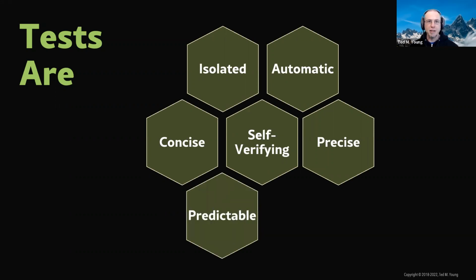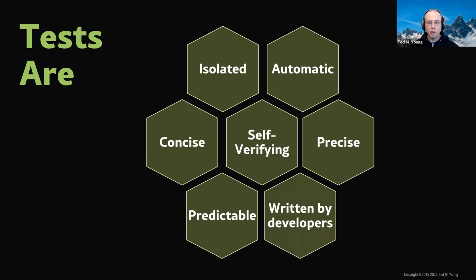Predictable, right? There's no point in having tests that are flaky. I've worked on systems where we had annotations to say this test is flaky, and it's like, that's just wrong. Just make it not flaky. And part of the predictability is control over things that we don't have direct control over, and we'll see that. So of course, written by developers.